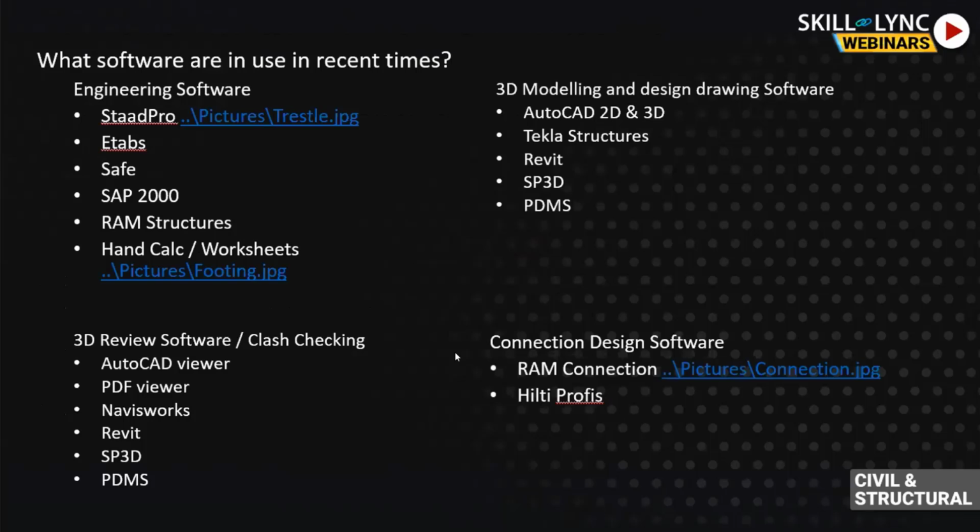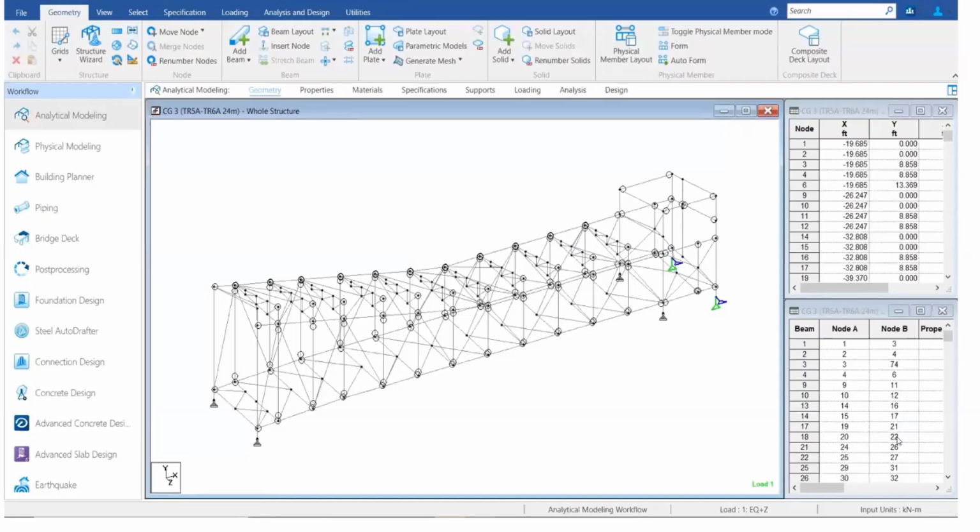In recent times, what are the softwares that help us do the analysis and the drawings? The widely used engineering software that comes straight to the top is STAAD.Pro. It's a great engineering software for plant-based structures, stick framing, and equipment supports as well. I would like to show one of those pictures, so the recent version of STAAD.Pro looks something like this.